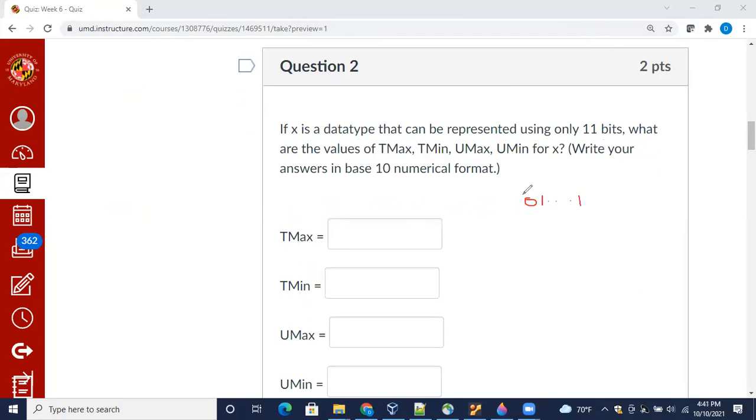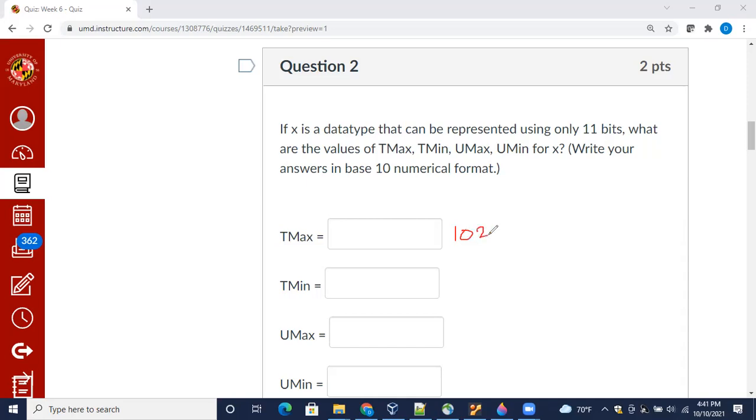Okay, so what is the binary? This is the binary representation. We need to find the decimal representation in base 10. This is 2 power 0, this is 2 power 9, and this is 2 power 10. So this weight is 2 power 9, and this weight is 2 power 0. We are basically adding 2 power 0 all the way to 2 power 9, which is the same as 2 power 10 minus 1. 2 power 10 is 1024, so it must be 1023. Tmax is 1023.